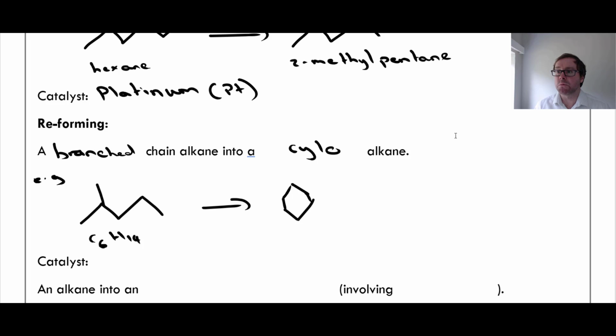And I want to see if you can work out what the molecular formula of cyclohexane is, and then see what might be wrong with this equation. As I'm sure you've worked out, cyclohexane has the molecular formula C6H12, which doesn't add up to C6H14. We've got an extra 2 hydrogens. So when we're reforming from a branch to a cyclo, we always produce hydrogen.